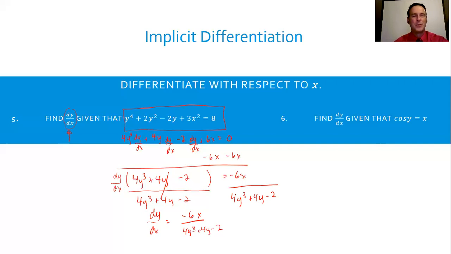Now, why do we do it in this manner? Because typically, it's difficult to solve for y when you have so many terms with y here. You have y to the fourth plus 2y squared minus 2y. It's hard to get y is equal to. That's what we call explicit differentiation.